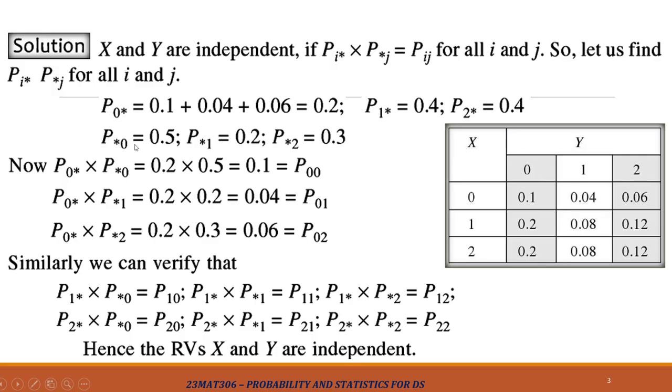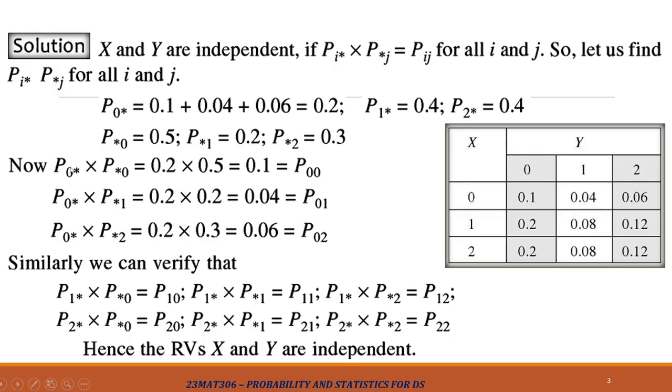Likewise, we calculate P star 0, meaning the y value, j value 0, and star represents the rows 0, 1, 2. So here we add 0.1, 0.2 plus 0.2, and we get 0.5. Likewise, we proceed for P star 1 and P star 2. Now we multiply and substitute in this condition. Here we have taken i and j as 0 and substitute all the known values. Finally we get 0.1, that is P00, which is 0.1.